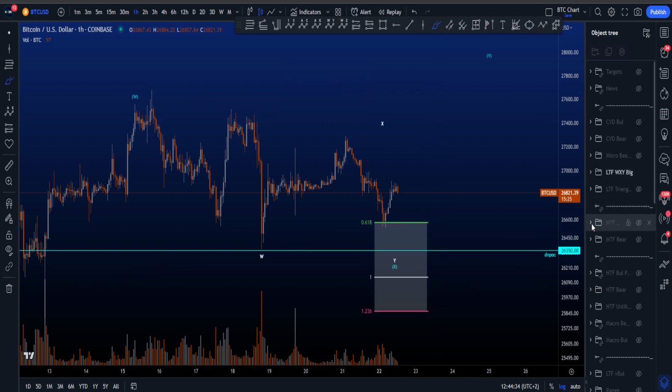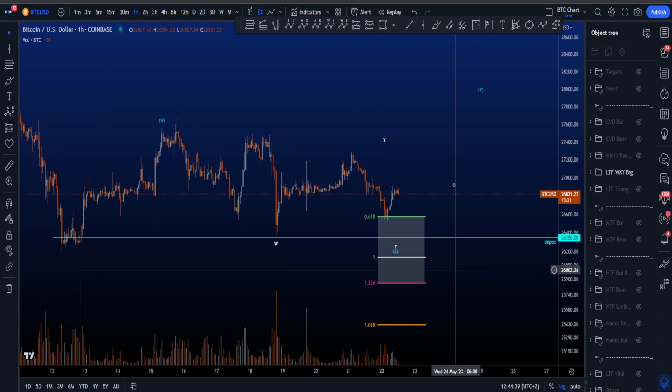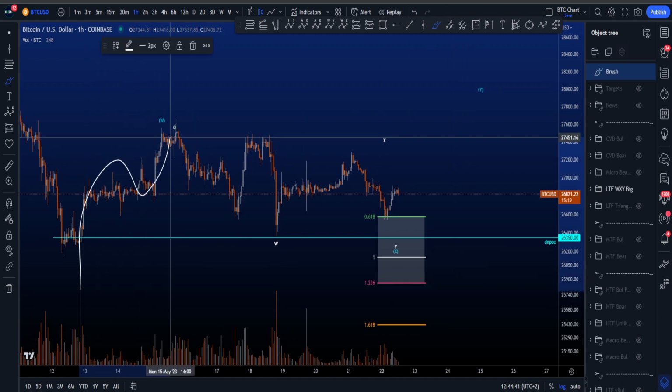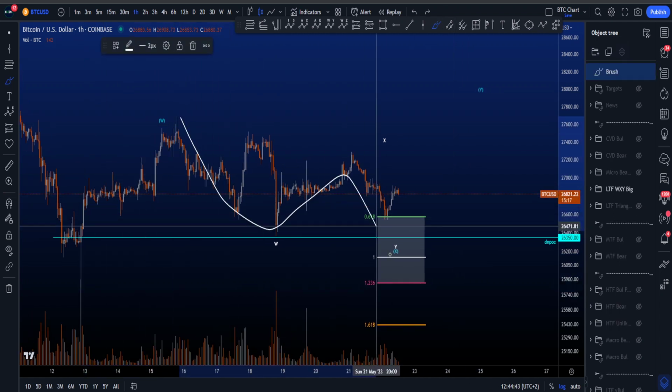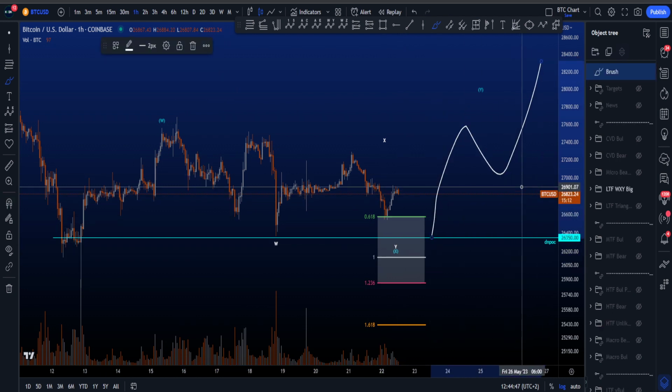So instead, what I'm looking for at the moment is a complex structure in a WXY scenario, where we have a 3-wave structure in a wave W, then we have a 3-wave structure in a wave X, and then we are looking for a 3-wave structure to the upside for a wave Y.